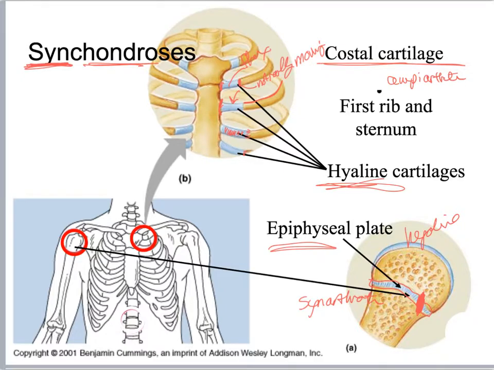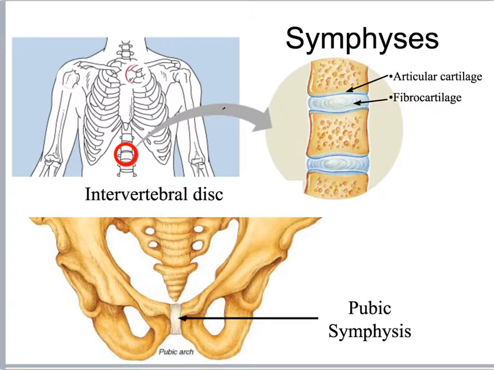All right, next slide. Symphyses are seriously cool because they have two kinds of cartilage present. You're going to have hyaline cartilage and you're going to have fibrocartilage. So the hyaline cartilage is going to coat the ends of the bones, whereas the fibrocartilage is going to tie them together.